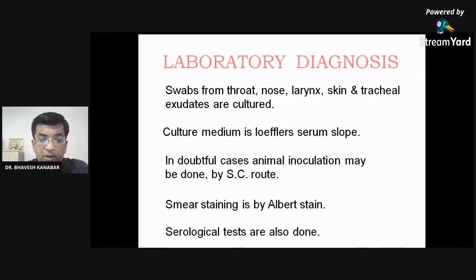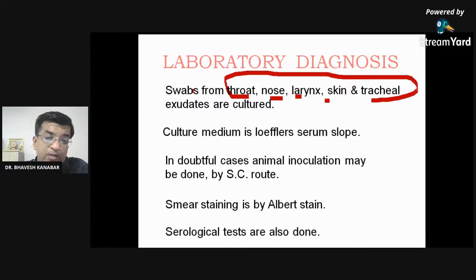SpO2 is not a sample. SpO2 is one of the indicators of whether the condition of the patient is mild, moderate, or severe, right? But the samples for COVID are nasal and throat swabs. Similarly over here, nasal and throat swab. A swab from the nose, larynx, or skin can be taken depending upon the condition and the lesion. It is not necessary that we take all of these swabs.